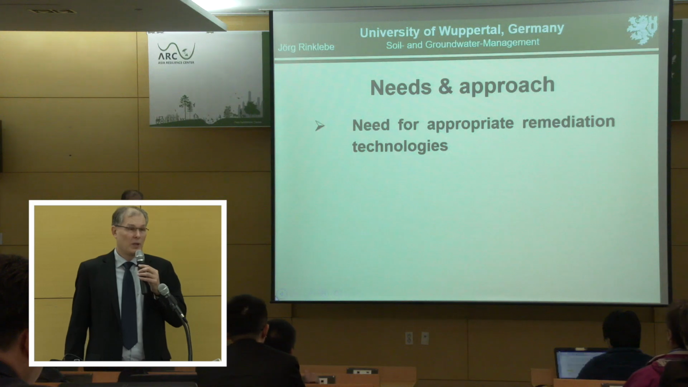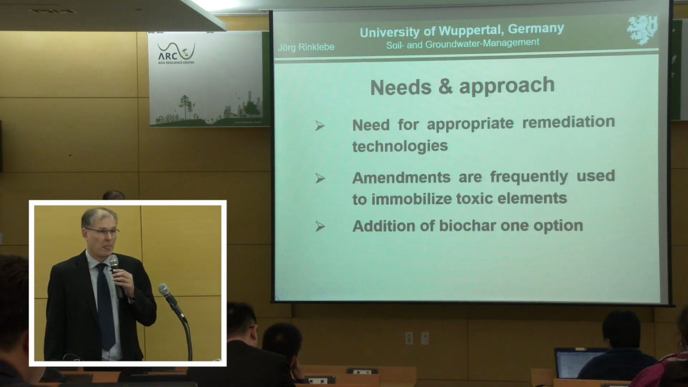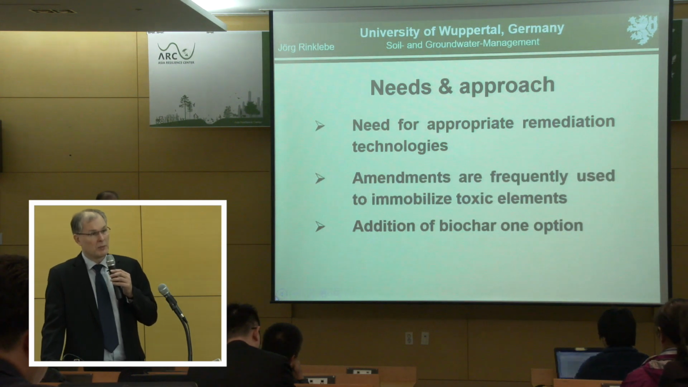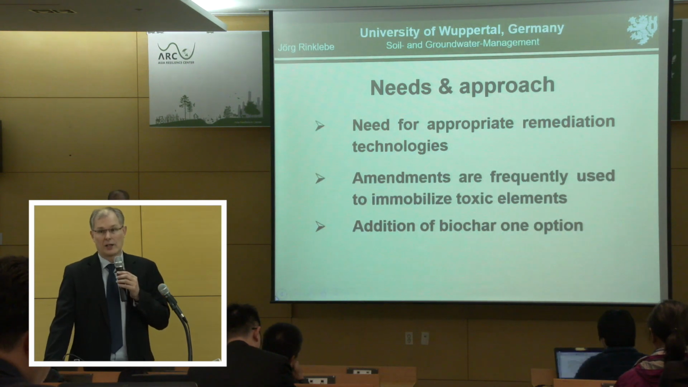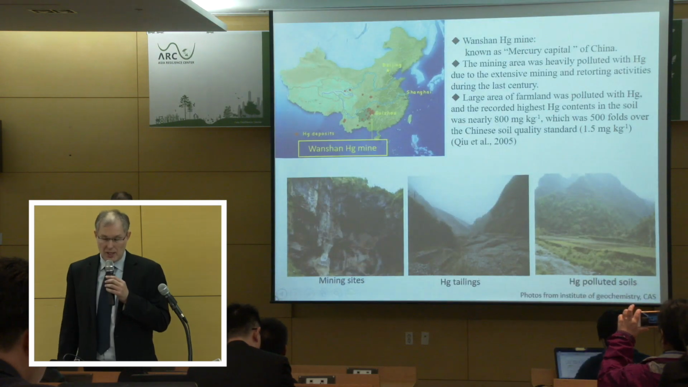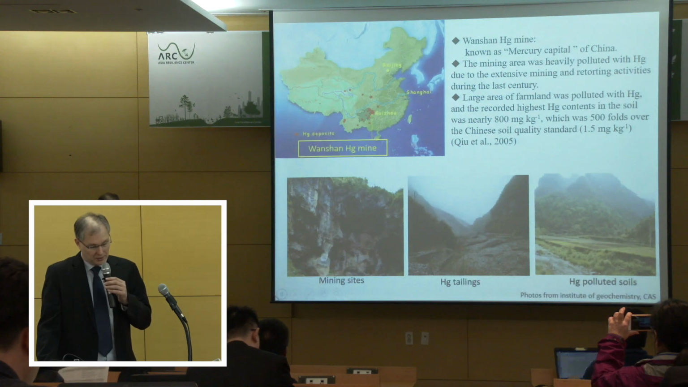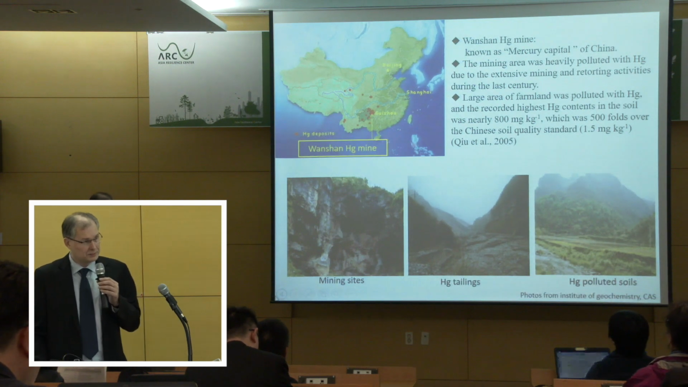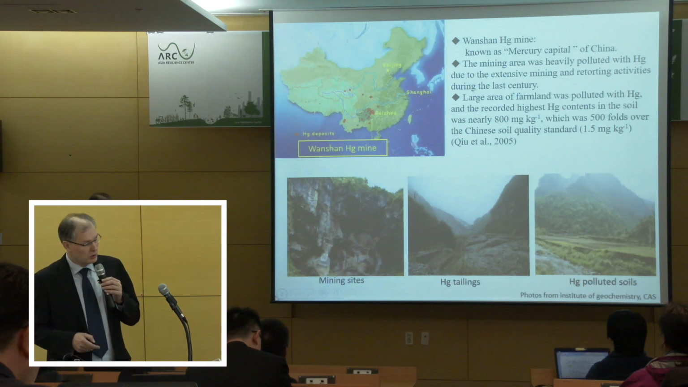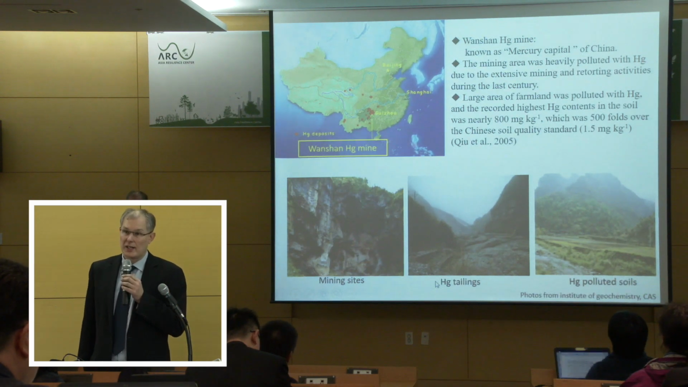So that means we need appropriate remediation technologies, and one option is that amendments are frequently used to immobilize toxic elements, and one option is that biochar is used as a remediation option. And I have one example for you based on this province, Guizhou province. Two postdocs of mine are working there, and this is the Wanshan mercury mine. This is known as the mercury capital of China.